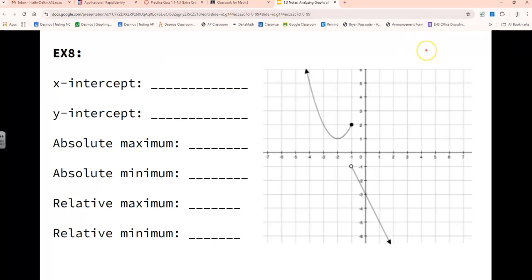Okay. X-intercept. What is my x-intercept on this? Where did I cross the x-axis? None. There's not one on this one. Okay? What about the y-intercept? Do I cross the y-axis? Oh yeah, I do. Right here, you're just going to give the coordinates of that point. So that is the point (0, -3).